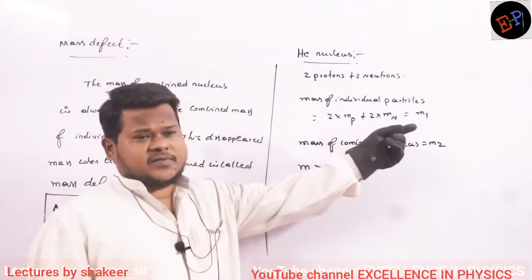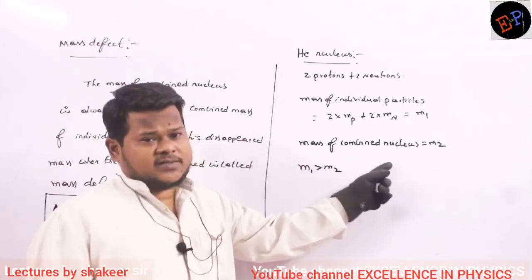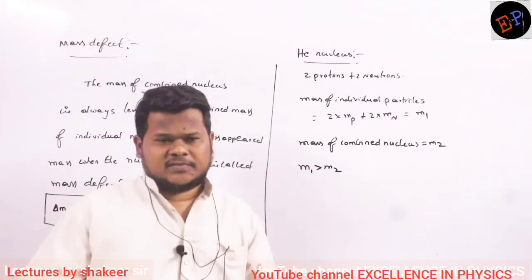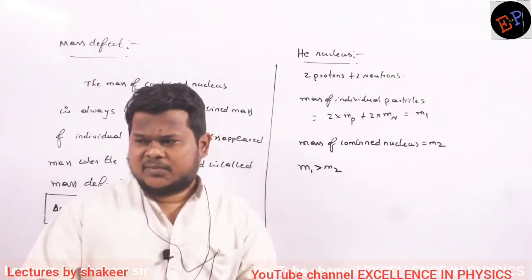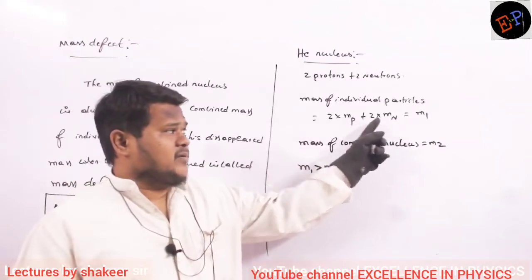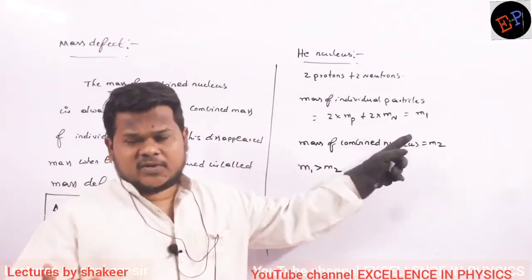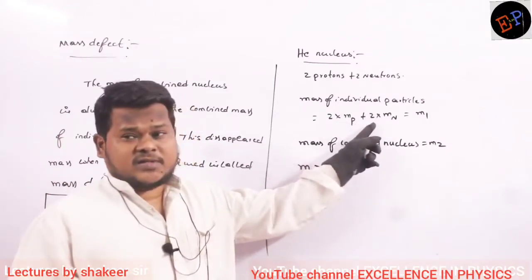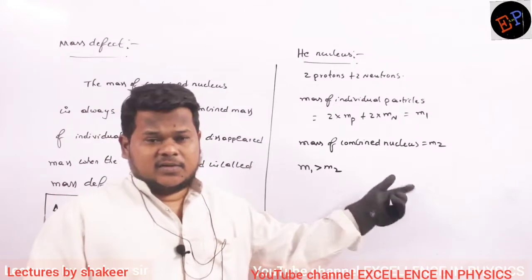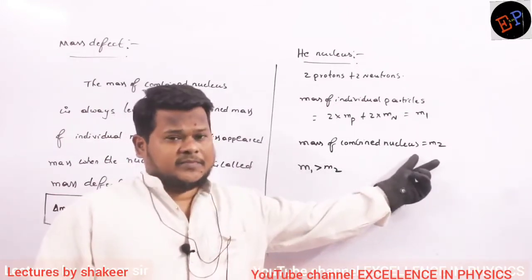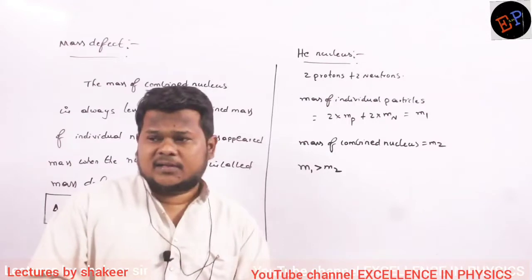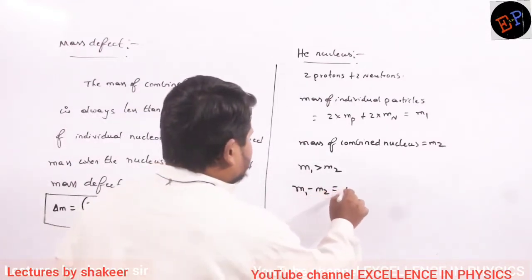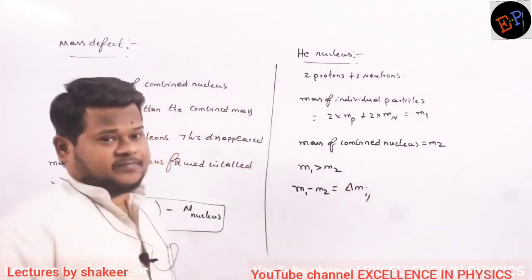Individually, if you take the masses, it is M1. Inside the nucleus of helium also you should have 2 protons and 2 neutrons, so the masses should be the same. Are you able to understand? But I see that if I take the masses of protons and neutrons separately, it is always greater than when the same protons and neutrons combine to form a nucleus. When the nucleus forms, their mass is M2, and M1 is always greater than M2. This difference of M1 and M2 is nothing but mass defect.